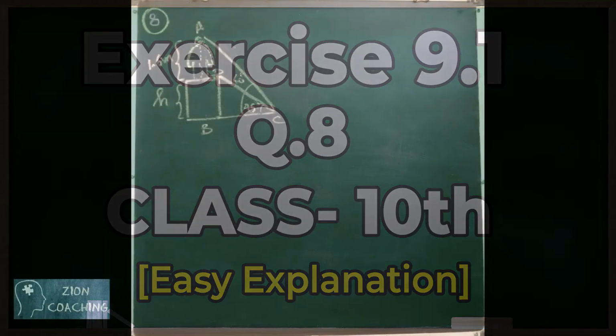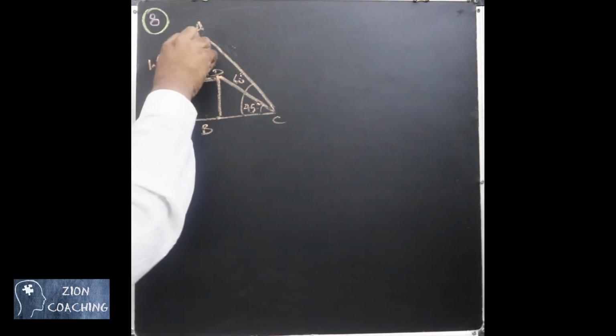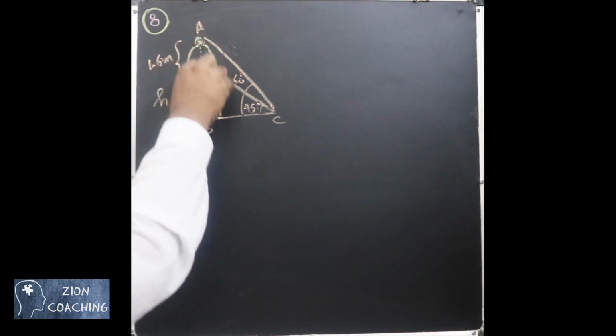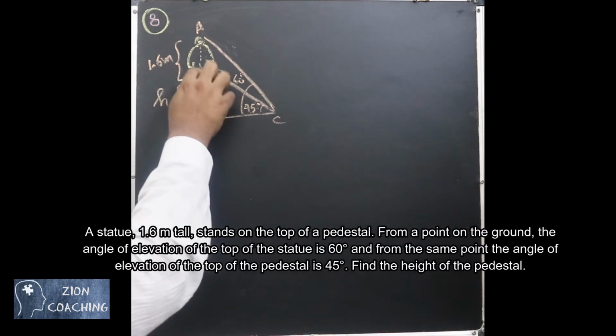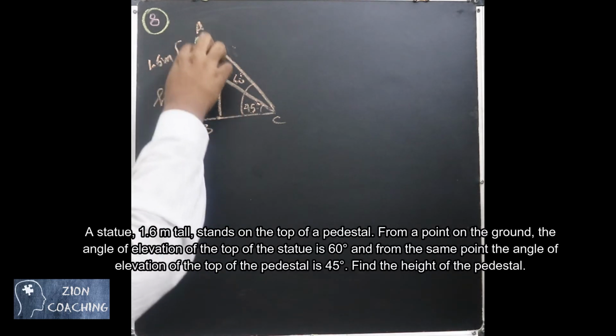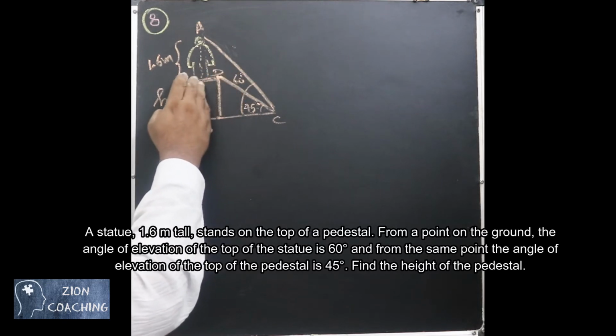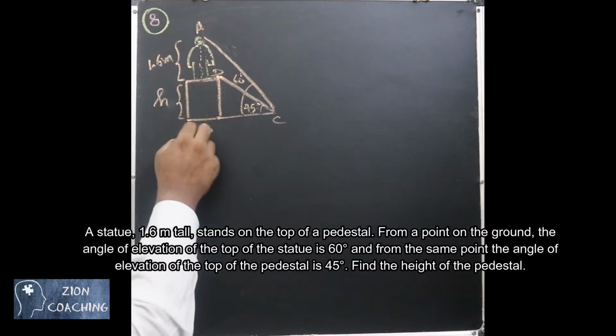Question number 8. There is a statue. It is 1.6 meter tall. It is standing on a pedestal. You normally see the statues of all great leaders standing on a platform-like thing that is called the pedestal.